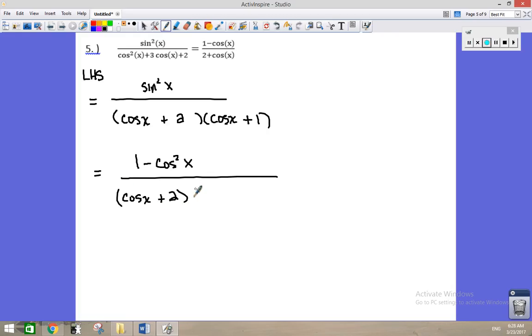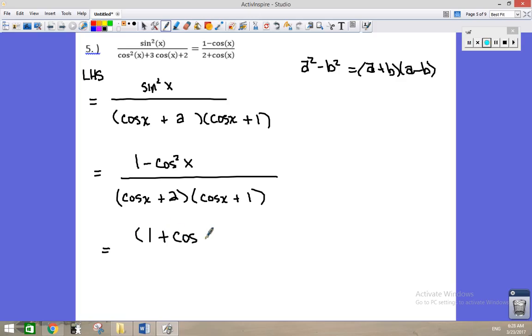Well, we can factor the numerator, because this numerator is really 1 squared minus cosine squared, a squared minus b squared. And we already know that a squared minus b squared factors to a plus b times a minus b, where a is playing the role of 1 and b is playing the role of cosine. So 1 minus cosine squared of x factors to 1 plus cosine of x times 1 minus cosine of x. And things are looking fantastic now, because we're basically done.